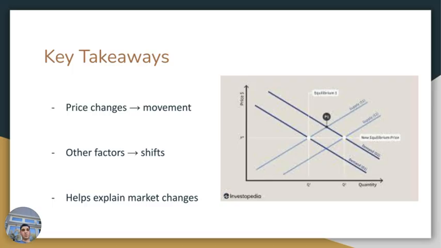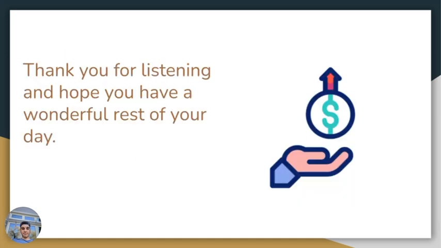Here are some key takeaways. A change in the price of the good itself causes movement along the supply curve, while changes in cost, technology, government policies, expectations, or the number of sellers cause the entire supply curve to shift. Understanding these differences helps us see why supply responds the way it does in real markets.